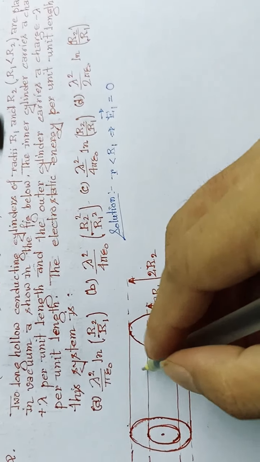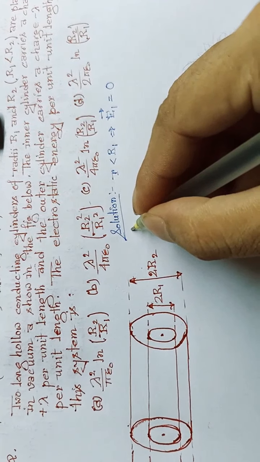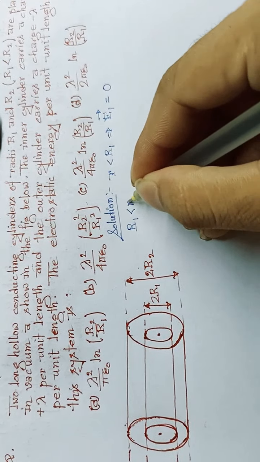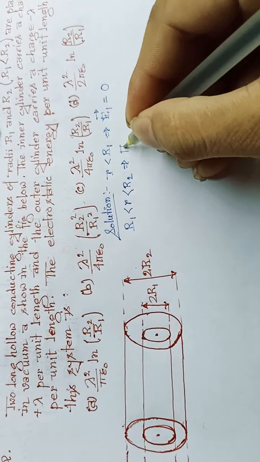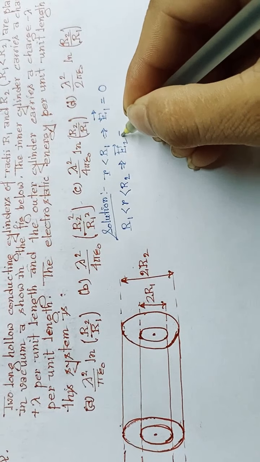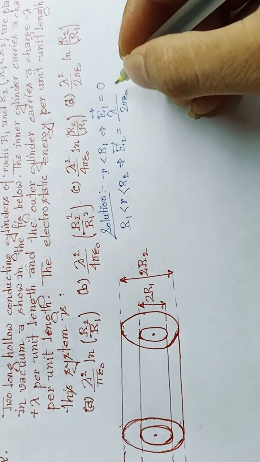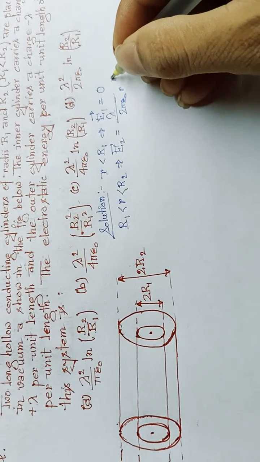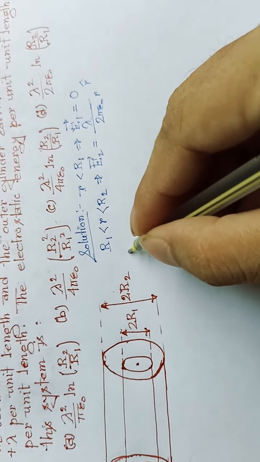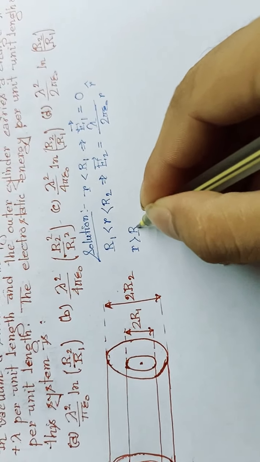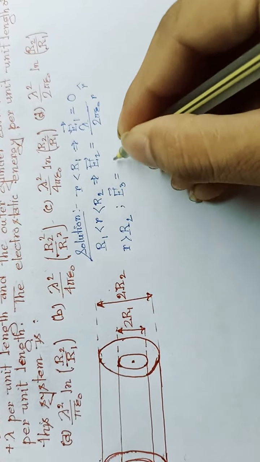And if the point is taken between these two cylinders, that means when R1 is less than r is less than R2, in that case our electric field E2 is described as lambda divided by 2 pi epsilon naught r, and its direction is r cap. And when r is greater than R2, in that case also our electric field E3 will be equal to 0.